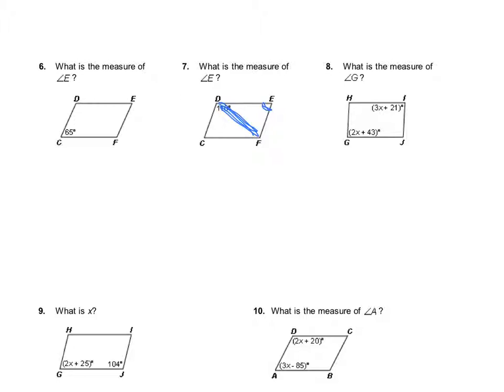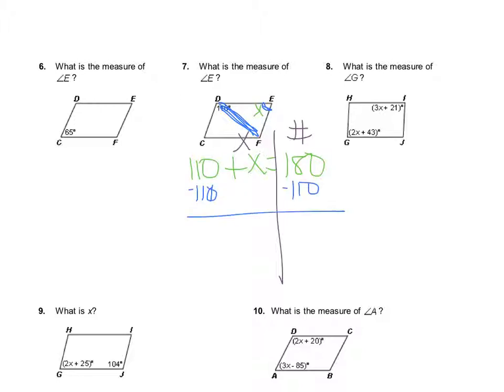So we know that they're not congruent, but instead they're supplementary, which means that 110 plus, we're going to call this one x, has to equal 180. So again, I'm solving for x, which means I want x's on one side and my numbers on the other. So I'm going to subtract 110 from both sides, and I get that x equals 70. So this missing angle here, angle E, must be 70 degrees.